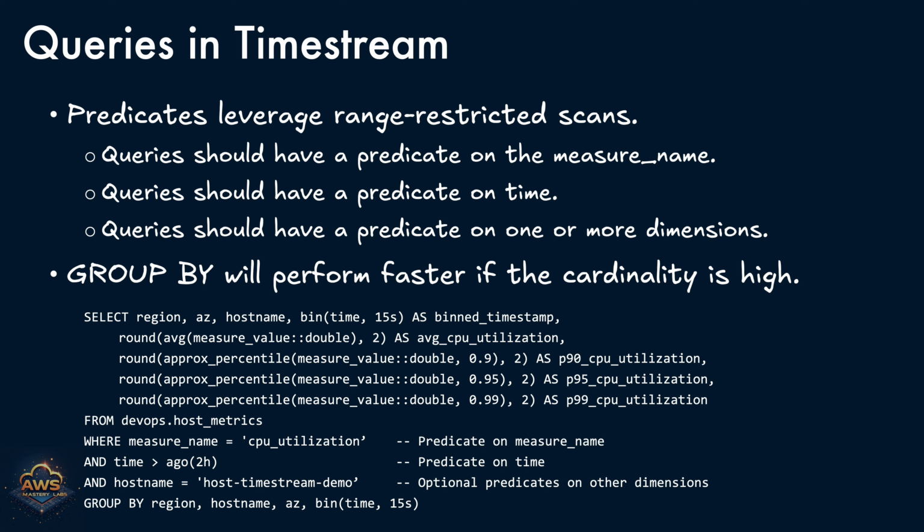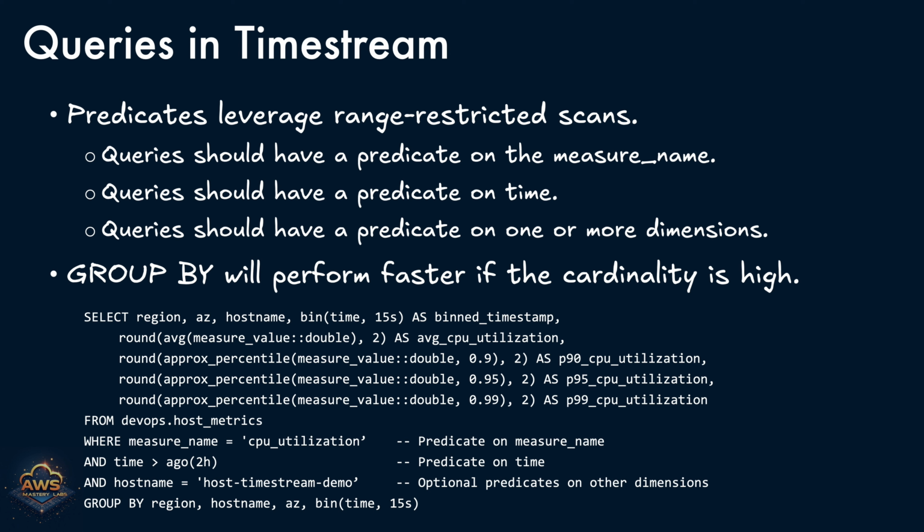You should also include predicates on one or more dimensions, such as region, AZ, or hostname. This further refines the scope of the query and allows Timestream to target only the subsets of data you're actually interested in, avoiding unnecessary scans across unrelated time series.